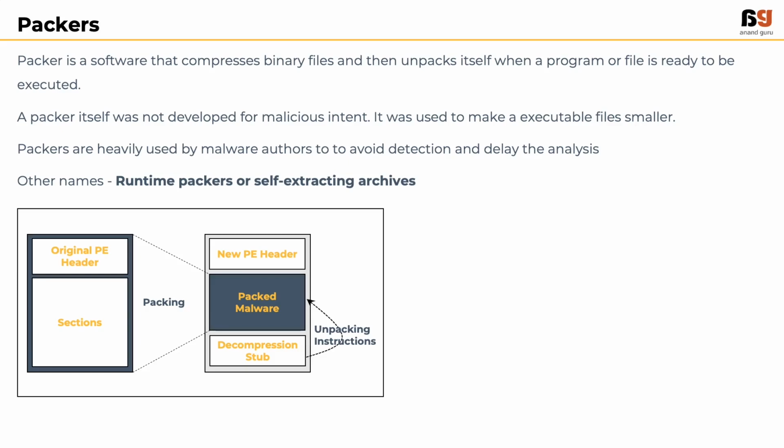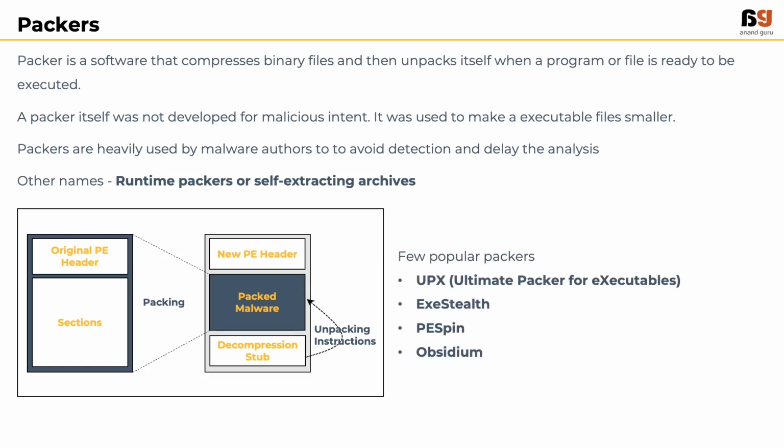In the image, you would see how a binary file with a PE header and a section undergoes packing, and the packed file will have a brand new PE header and a decompression stub, which holds the instructions to unpack the malware while executing. A few of the popular packers include UPX, which stands for Ultimate Packer for Executables, EXE Stealth, PE Spin, Obsidian, and etc.